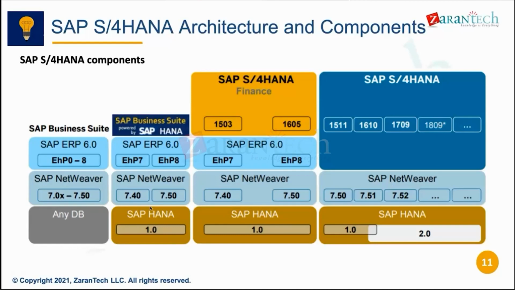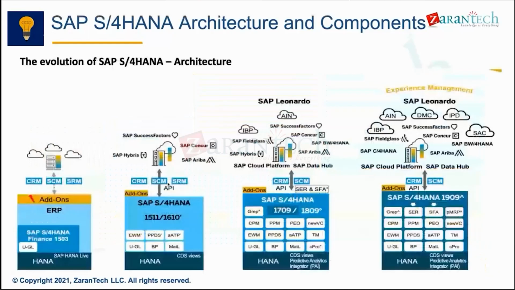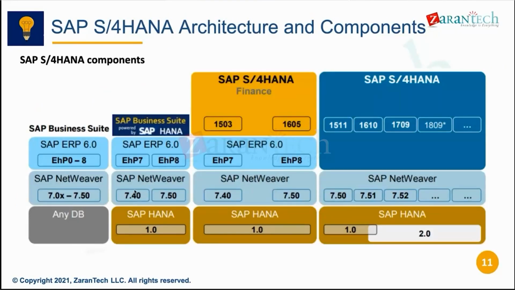So HANA 1.0. Suppose somebody asks you about SAP Business Suite powered by HANA, what are the possible versions? Only EHP 7 and EHP 8. That's it. And what are the NetWeaver versions? 740. NetWeaver means SAP Basis Component. Don't get too confused. The SAP Basis Component 740 and 750. HANA 1.0.